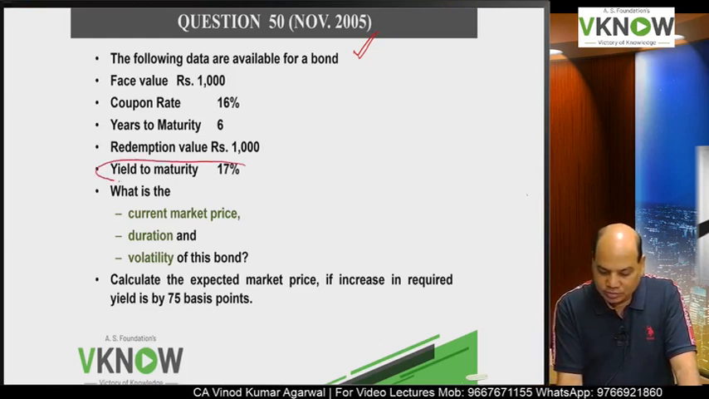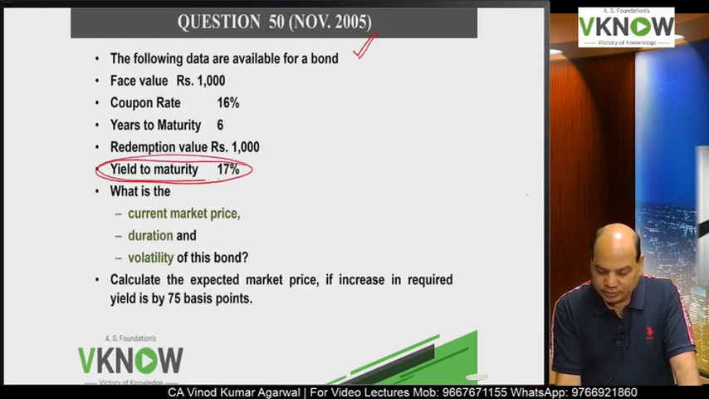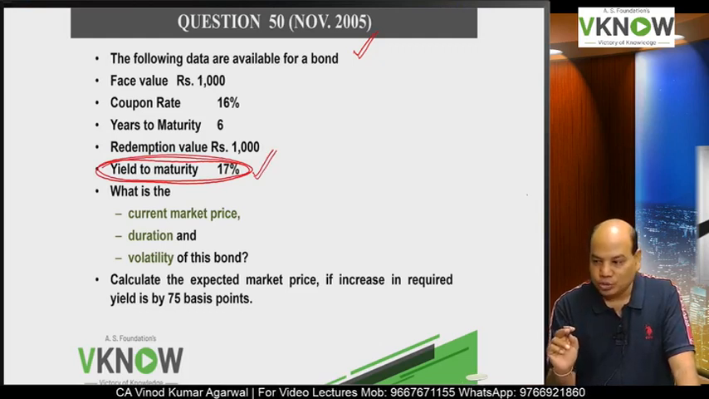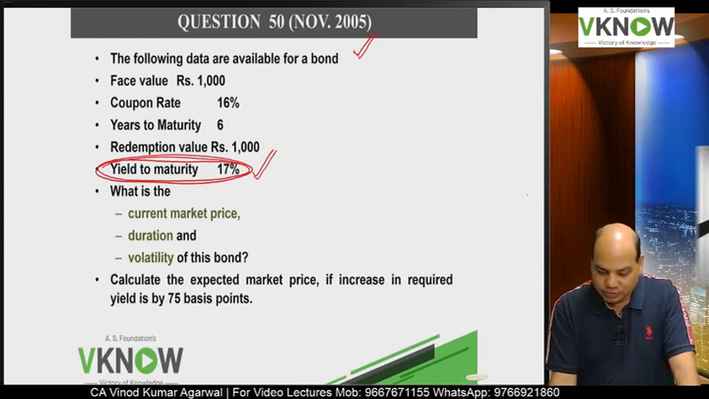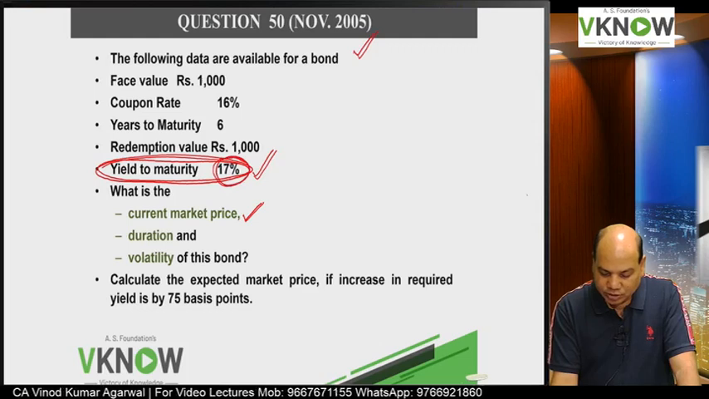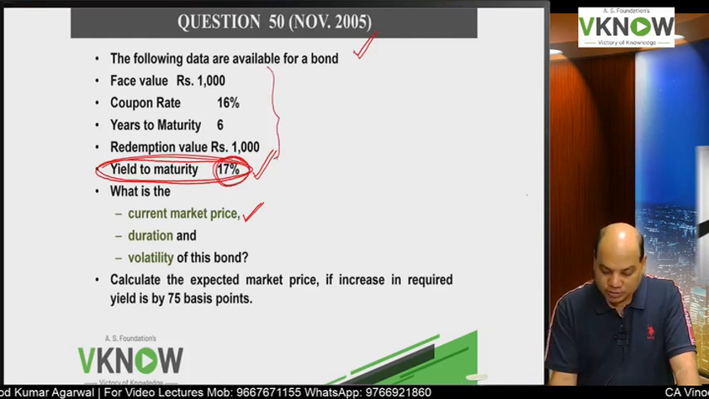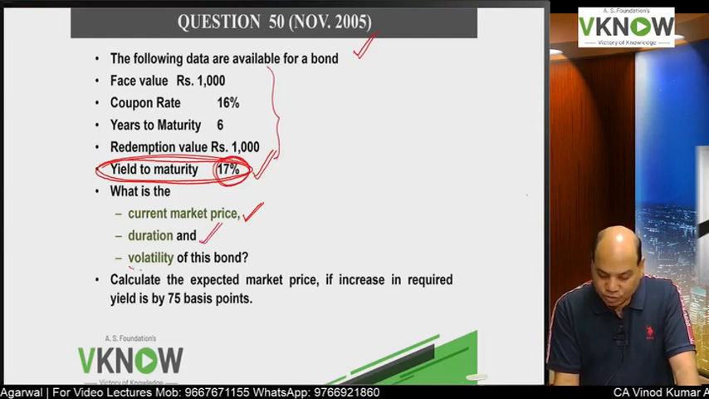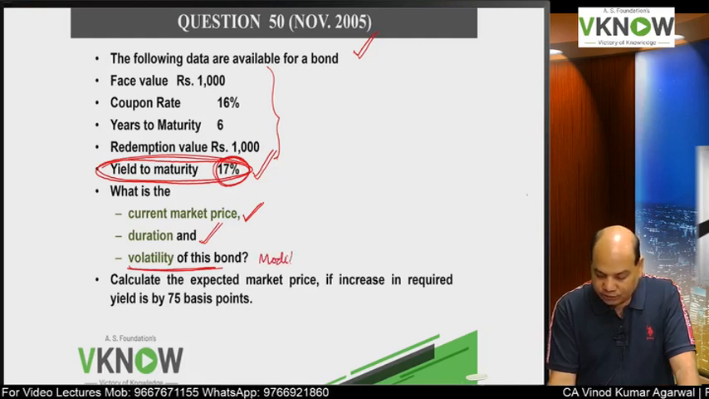This time they have given you YTM. So no need to calculate YTM. Use 17% discount rate. Question is, what is the current market price? So using 17% discount rate and this cash flow, find out the price. Then you can also find duration. You have to also find volatility of the bond, so modified duration.